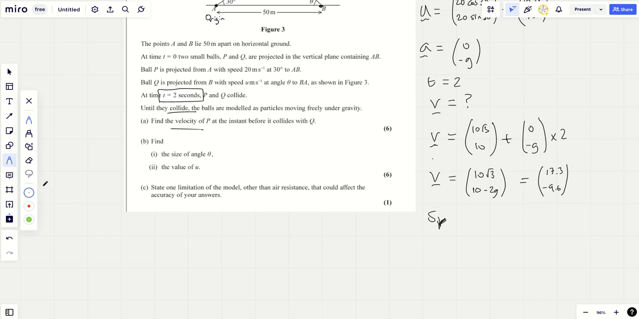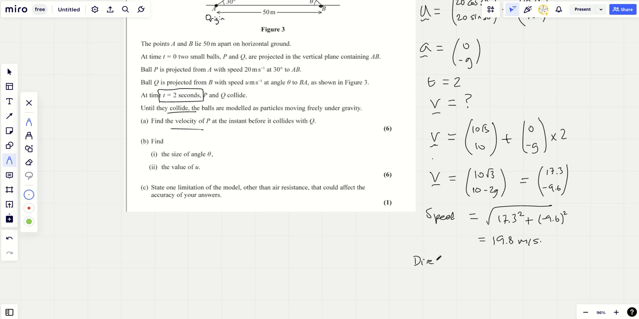Speed, I think, just in terms of how much work you've done there, you recognise they probably want me to do something else. The only other thing we could do is work out the speed by using Pythagoras. So I'm just going to do that squared plus that squared, square rooted. Okay, I'm getting 19.8 for that, from 17.3 squared plus minus 9.6 squared. You get 19.8 for the speed.